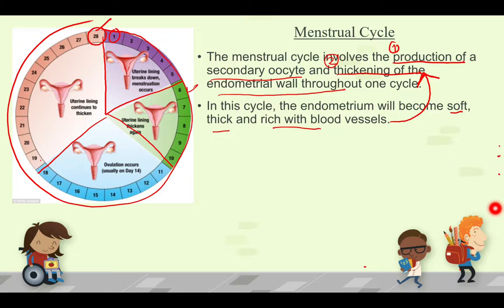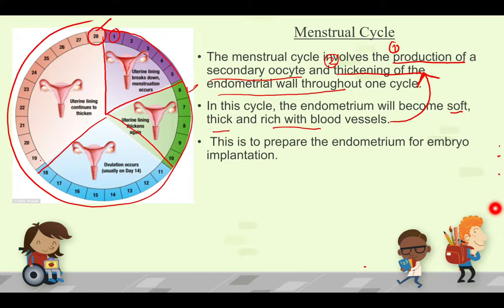in blood vessels. Bila saya kata dinding endometrium tu menebal, ia bermaksud ataupun itu menunjukkan yang dinding tu menjadi lembut, menebal dan kaya dengan blood vessel. Or some references say the endometrium wall becomes vascularized. Vascularized maksudnya kaya dengan salur darah. Okay, this is to prepare.